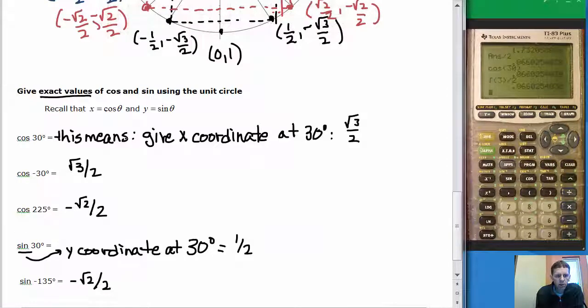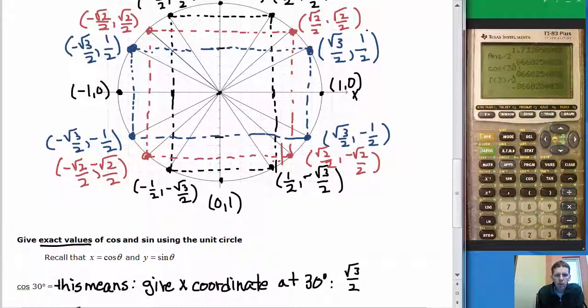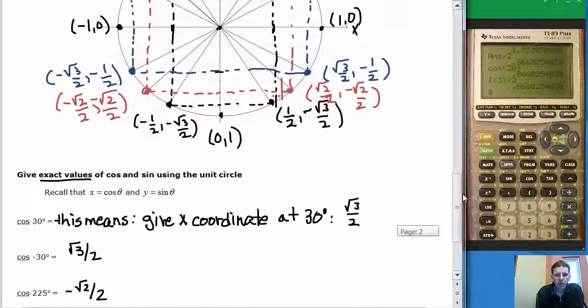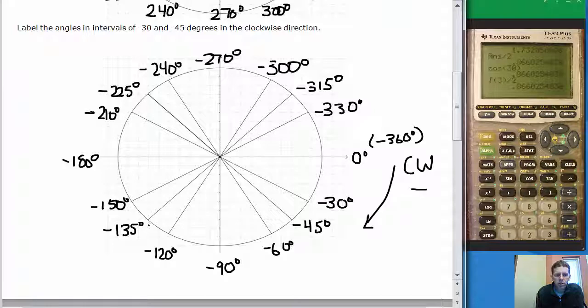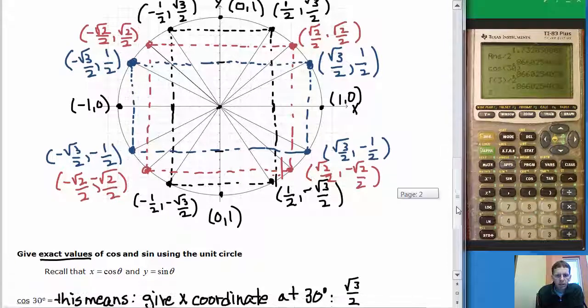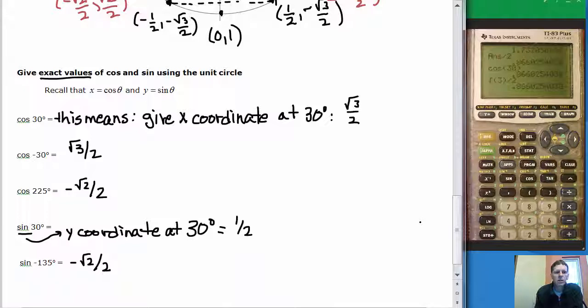If we're working with the sine of 30, sine is the y-coordinate, so we want the y-coordinate at 30 degrees. Based on the unit circle, the y-coordinate is right here, that's this 1/2 value. Finally, sine of negative 135, to locate that, we go back to our unit circle. Negative 135 is located in the bottom left corner right here. The y-coordinate at that value is negative root 2 over 2, so that's your sine of negative 135 degrees, and that's how you find exact values on the unit circle.